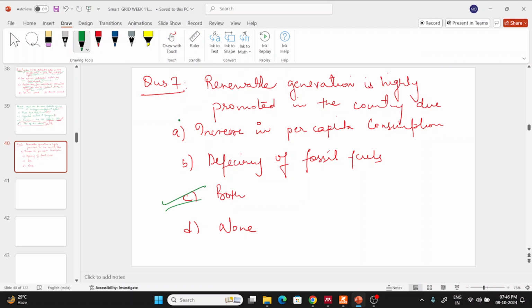So consumption is increasing, and due to this, renewable generation is an effective energy source, as fossil fuels are also getting depleted day by day, year by year. So we are moving toward a renewable energy centric generation. So C is the correct answer.